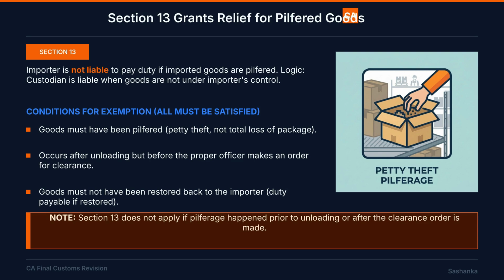First, actual pilferage must occur. Second, it must happen after unloading but before the clearance or warehousing order is passed. Third, the goods must not be restored to the importer. If the goods are later recovered and returned, duty becomes payable. Remember, Section 13 deals only with petty theft, not complete loss of goods.